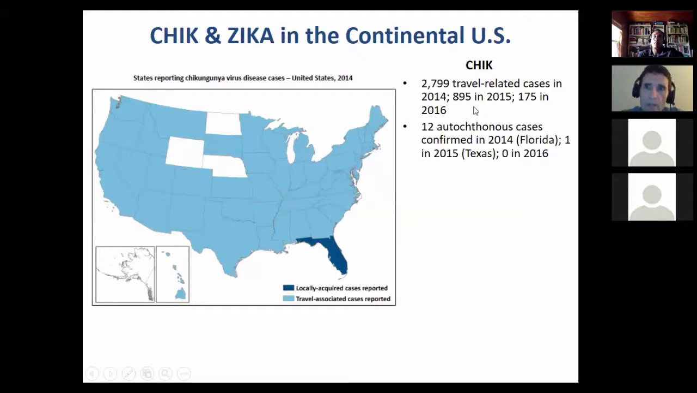And you can see in subsequent years, the number of travel-related cases went down. We had 12, autochthonous means locally acquired cases. We had 12 confirmed in Florida in 2014, 1 in Texas, and then none the year after that.